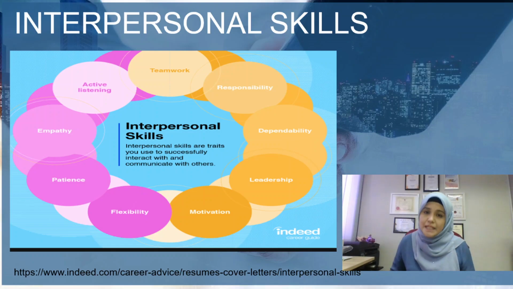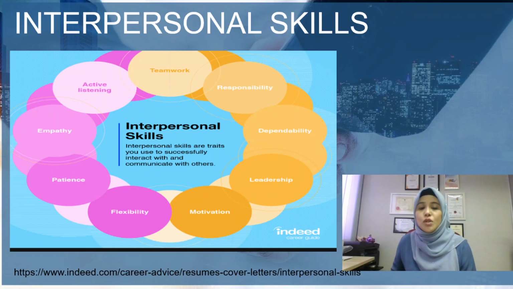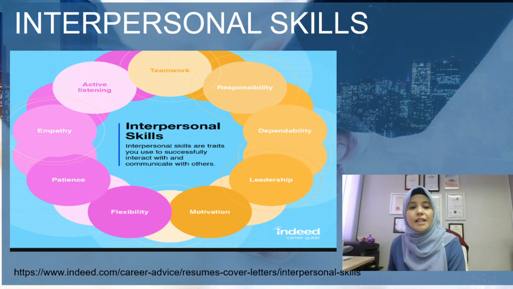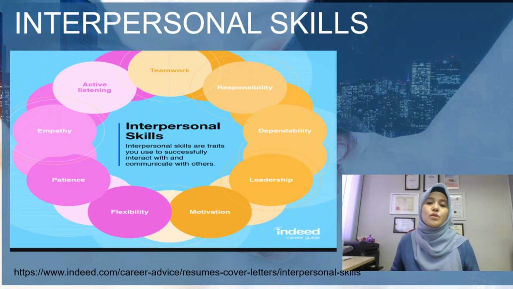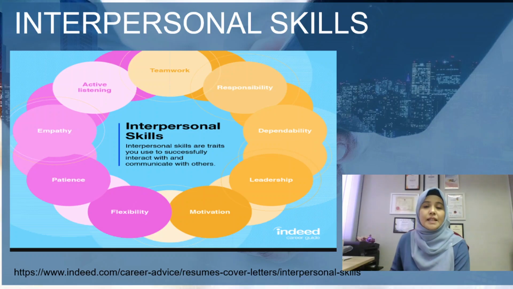Flexibility. Are you a person that is flexible enough to change to be a better person, or are you not flexible? And usually people prefer a flexible person, a person who is willing to change to be a better person, rather than a person who refuses to change. People also prefer a patient person rather than a hot-tempered and impatient person.